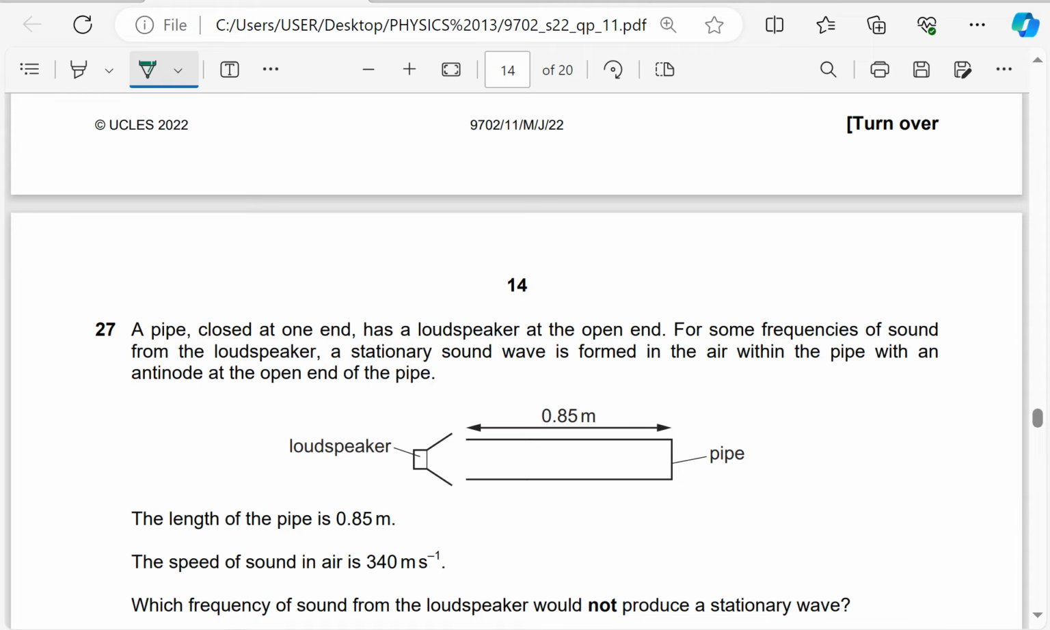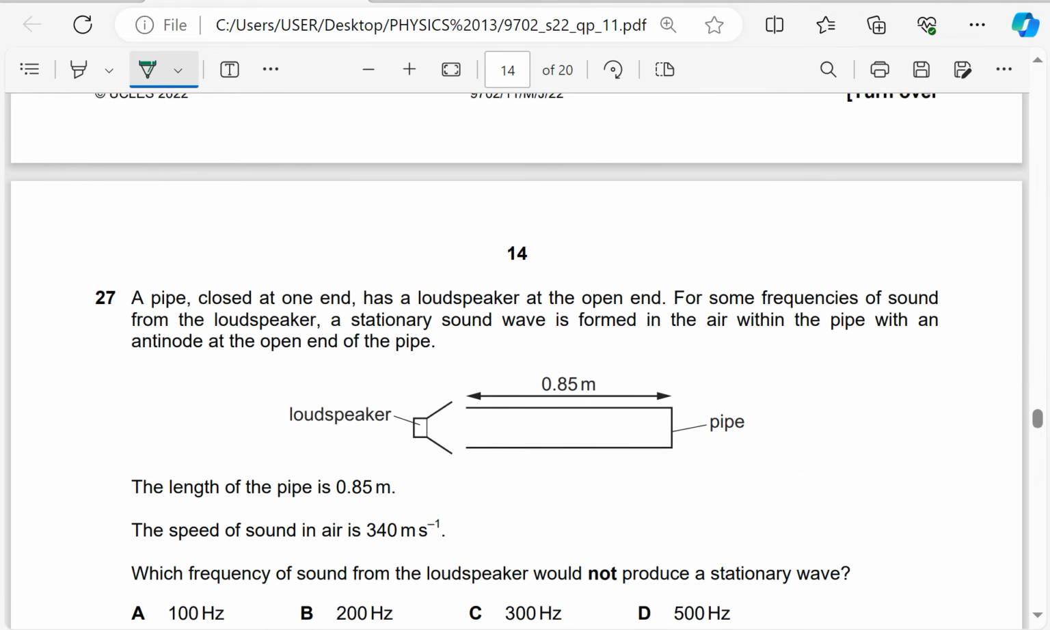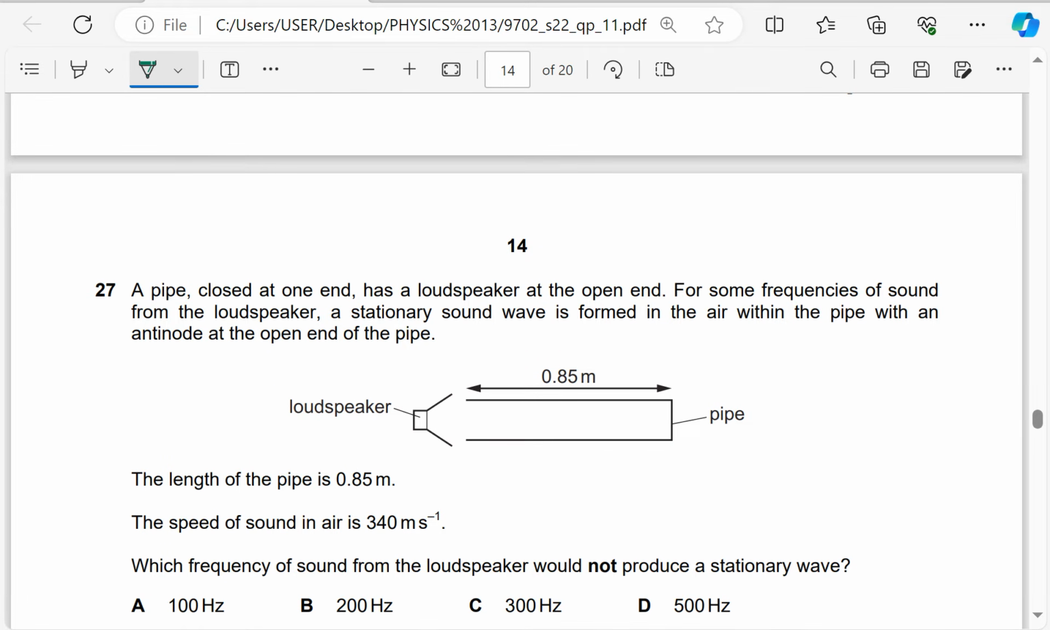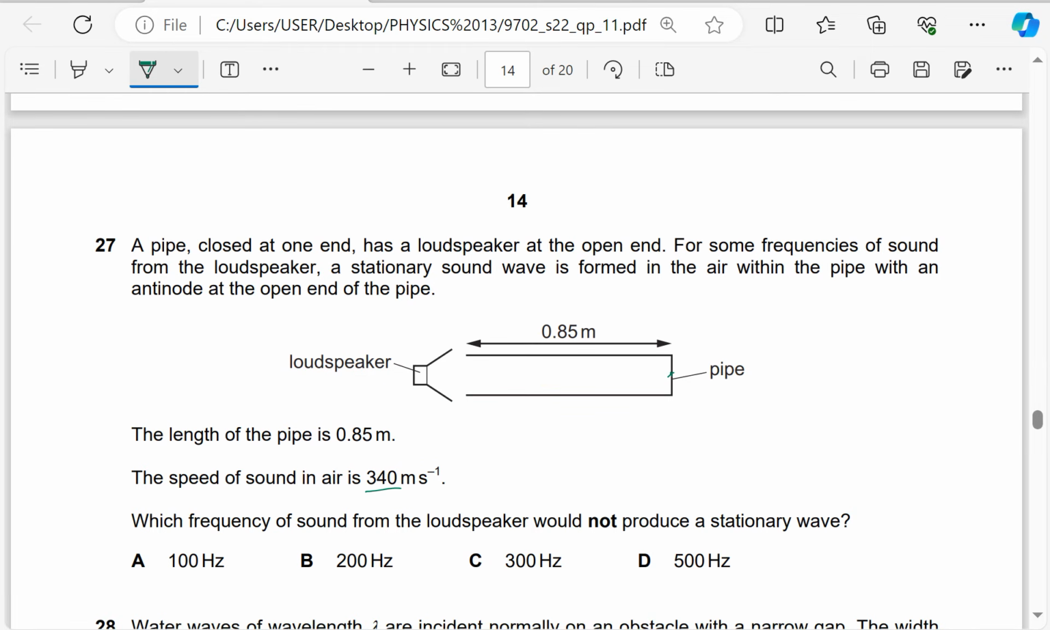A pipe closed at one end has a loudspeaker at the open end. For some frequencies of sound from the loudspeaker, a stationary sound wave is formed in the air within the pipe with an antinode at the open end of the pipe. Of course, there will be a node at the closed end. The length of the pipe is 0.85 meters. The speed of sound in air is 340 meters per second. Which frequency of sound from the loudspeaker would not produce a stationary wave?